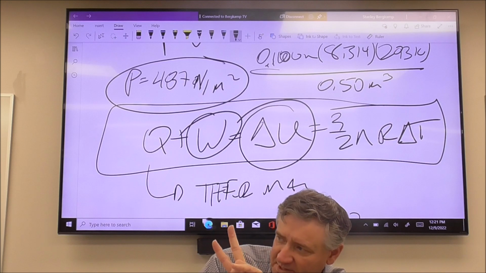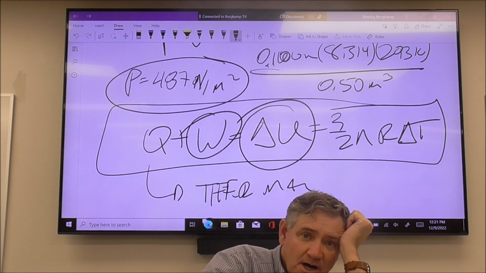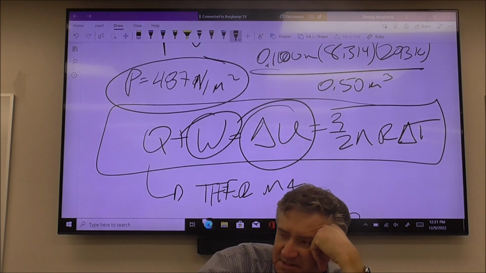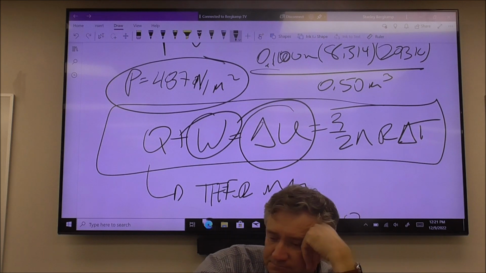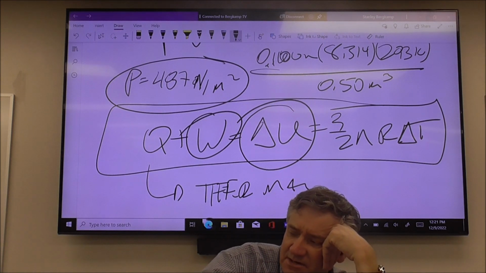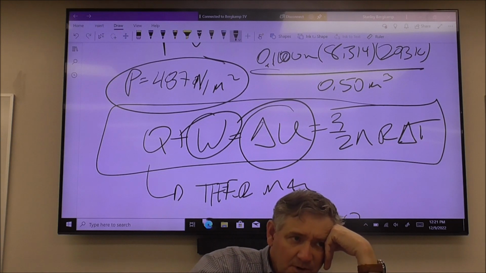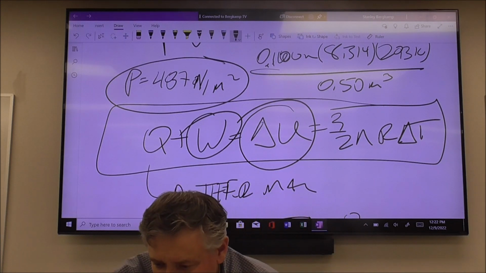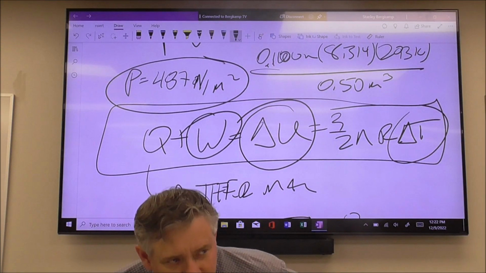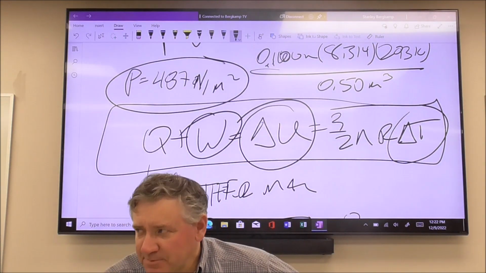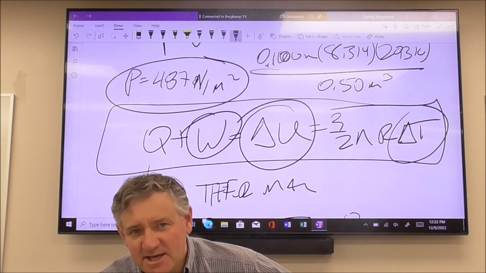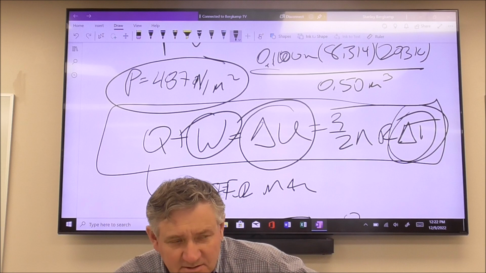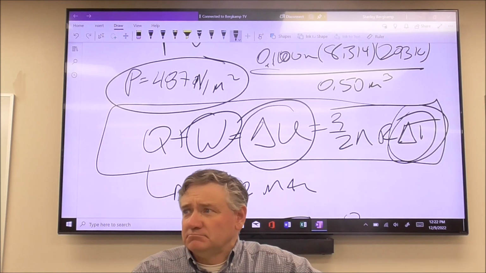Now, delta U equals two things. It equals the sum of the heat and the work. That's one option. The other option, which comes from a statistical model, is that it also equals 3/2 nRΔT. n is the number of moles, R is your ideal gas law constant. Now, notice that this is change in temperature. It's not the temperature, it's the change in temperature. So if there's no change in temperature, guess what your delta U value is going to be? Goose egg.